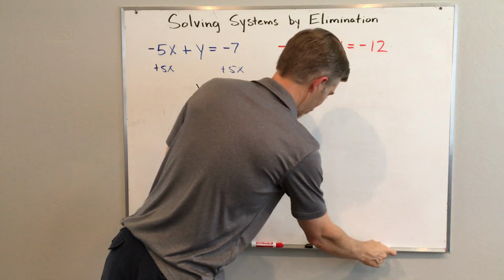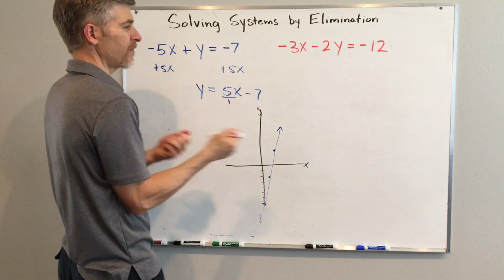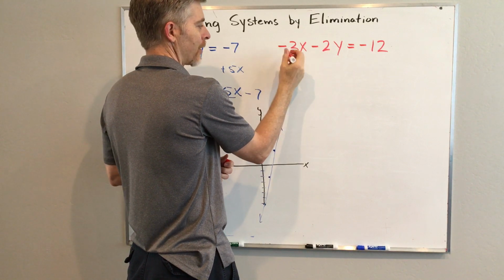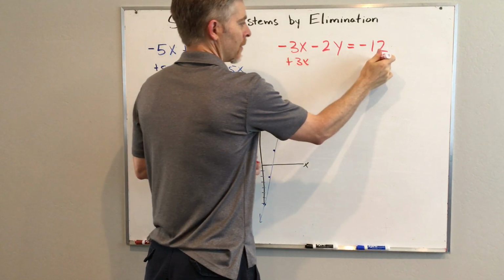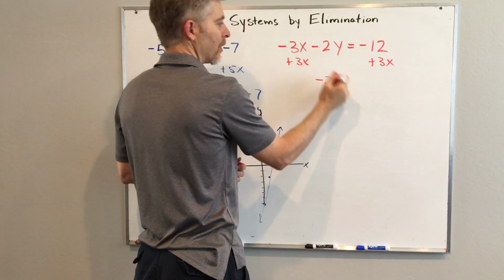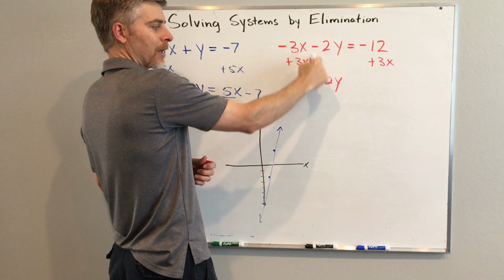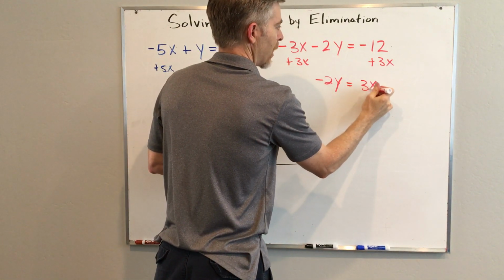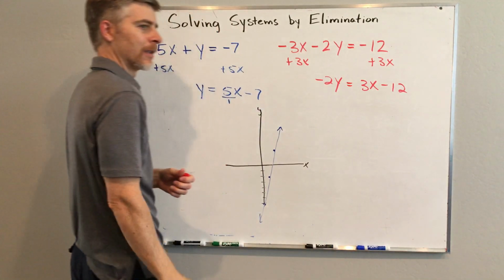Let's do the same thing with the red equation. I want to get y alone, so I'll add 3x to both sides. That leaves me with a negative 2y. You have to hang on to that minus sign. It turns into a negative sign. Equals positive 3x minus 12.